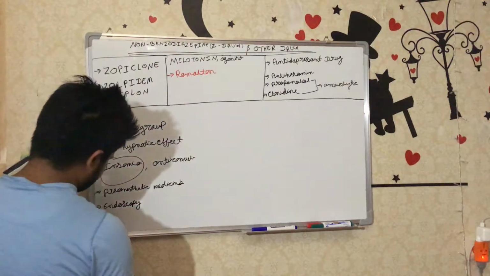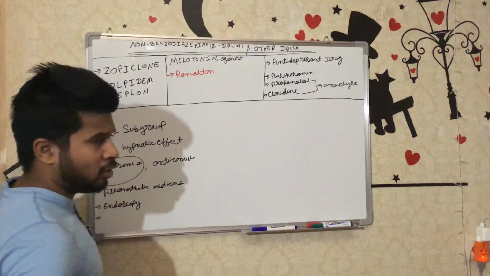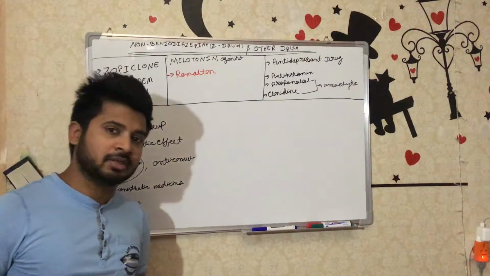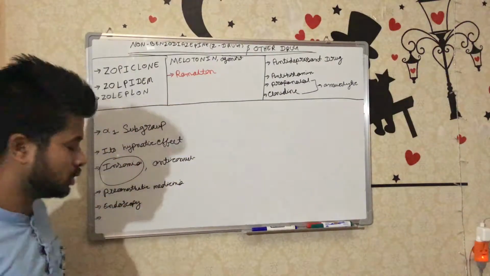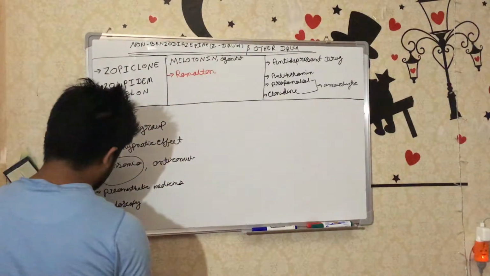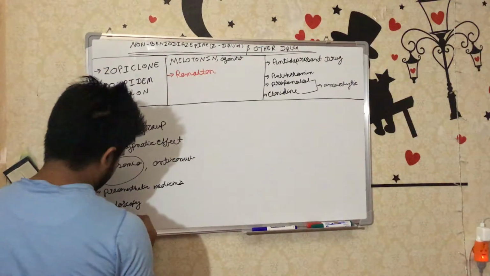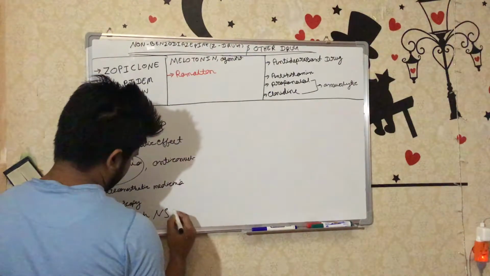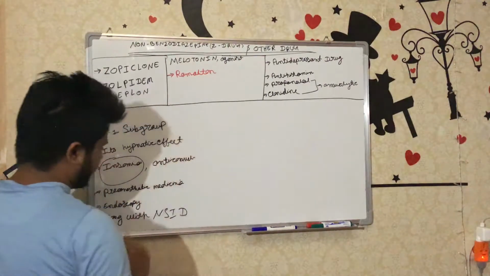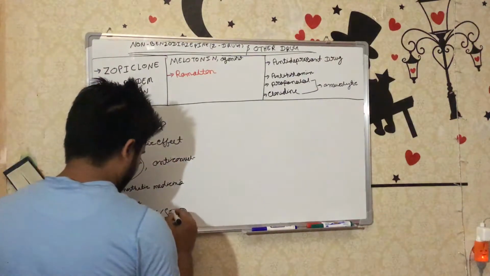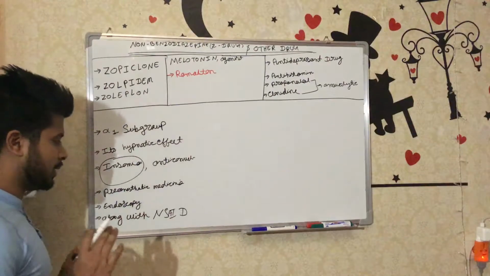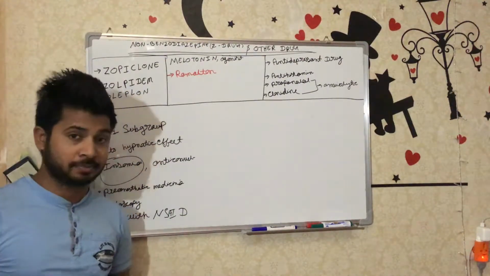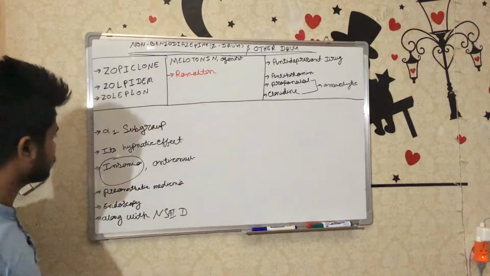And along with non-steroid anti-inflammatory drugs, NSAIDs, as an analgesic, this type of use is also there. But the main indication is insomnia; for any type of insomnia it is the best drug.